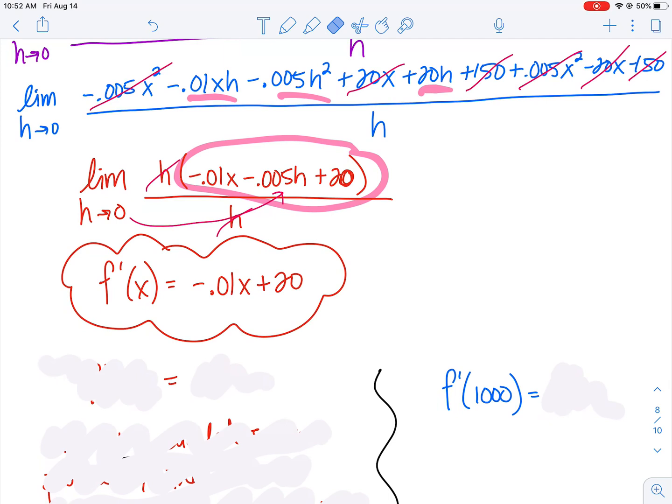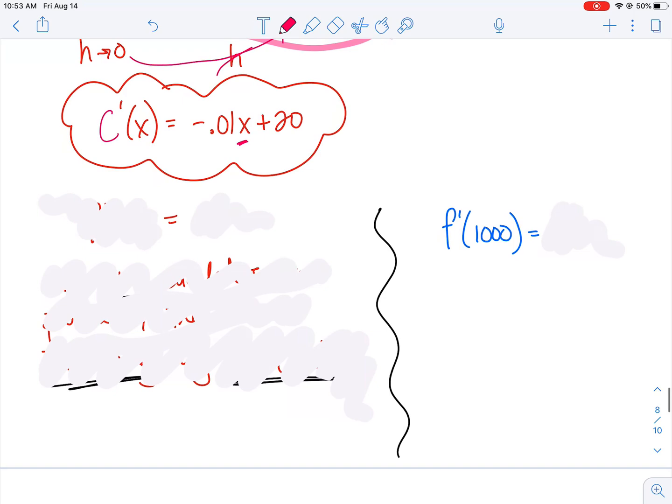I said f prime. This is probably supposed to be c prime, right? Because our function was c, so this is really c prime. So what this is really is my instantaneous rate of change at any moment. So I can figure out my change in the cost at any time of making these calculators. I can figure out the change in cost when x is 1, when x is 3, when x is whatever, right? And so this is the change in the cost.